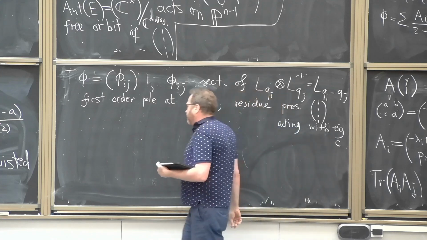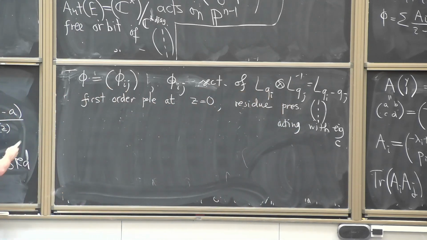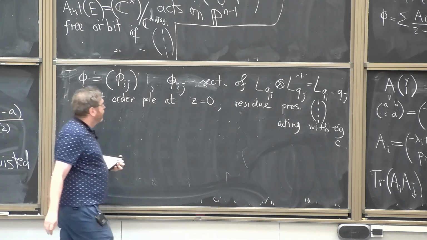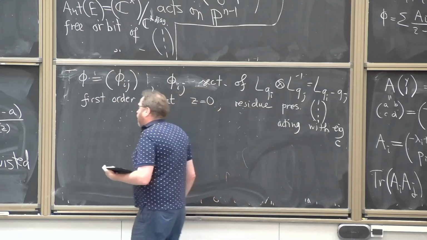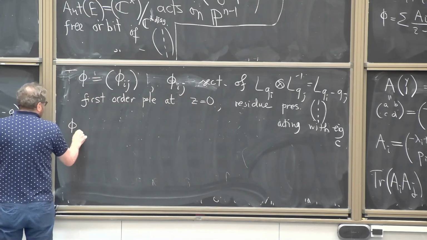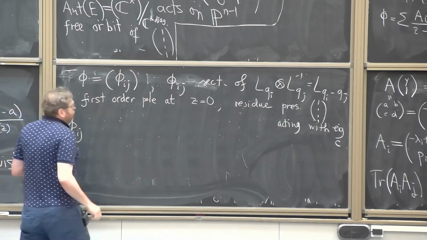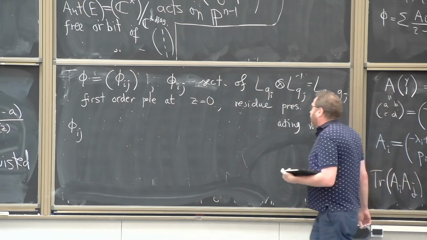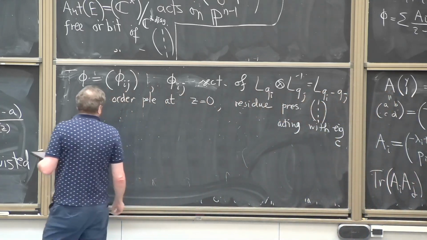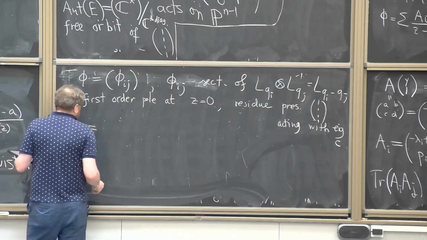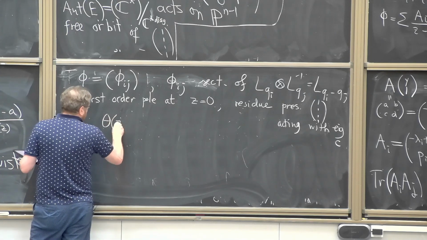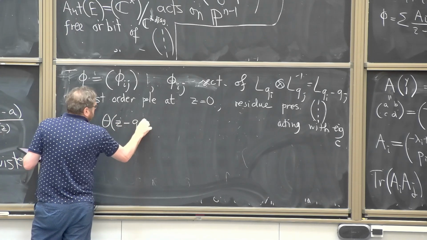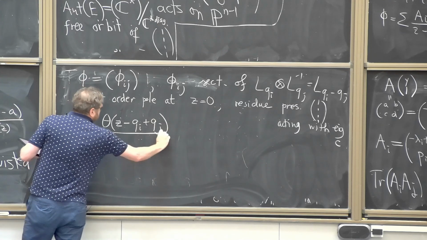This c is going to be immaterial. We can rescale it at the end, but I still want to keep it around. All right, so what does this mean? This means that phi ij, this bundle has only one section up to scaling, which is with first order pole at 0. And so this is just theta of z minus qi plus qj divided by theta of z.